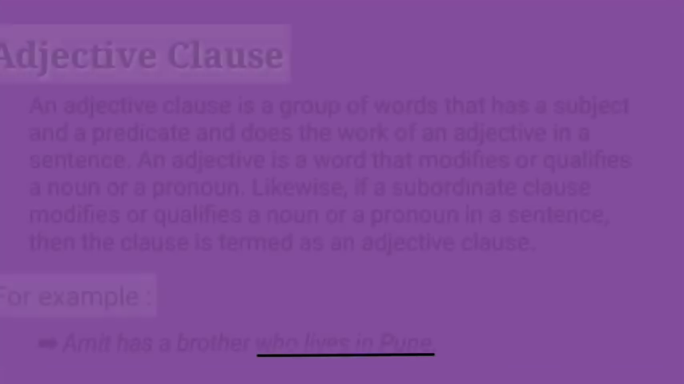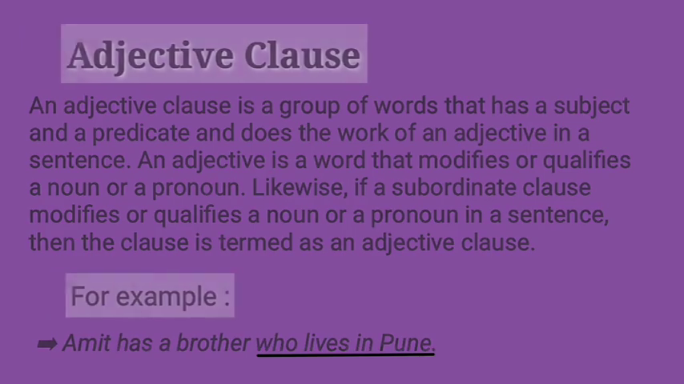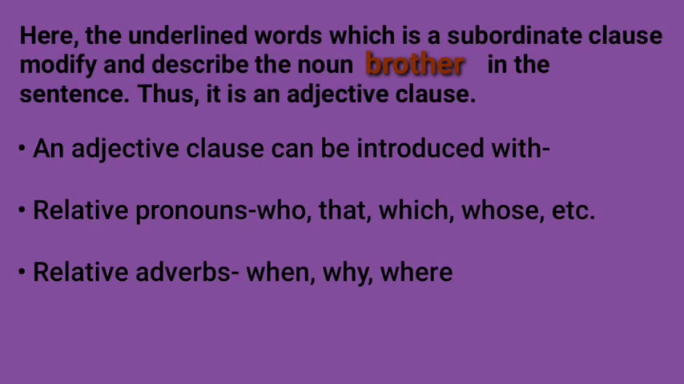The next one is the adjective clause. An adjective clause is a group of words that has a subject and a predicate and does the work of an adjective in a sentence. As we all know, an adjective is a word that modifies or qualifies a noun or a pronoun. Likewise, if a subordinate clause modifies or qualifies a noun or a pronoun in a sentence, then the clause is termed an adjective clause. For example, Amit has a brother who lives in Pune. Here the subordinate clause, who lives in Pune, modifies and describes the noun brother in the sentence. Thus it is an adjective clause.